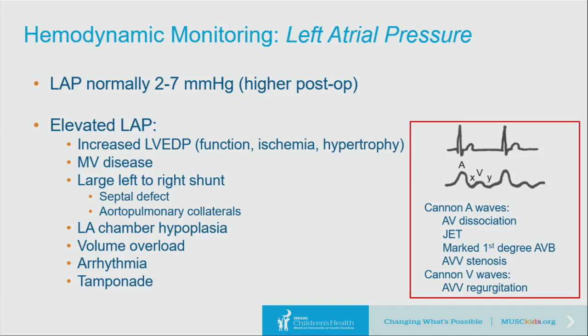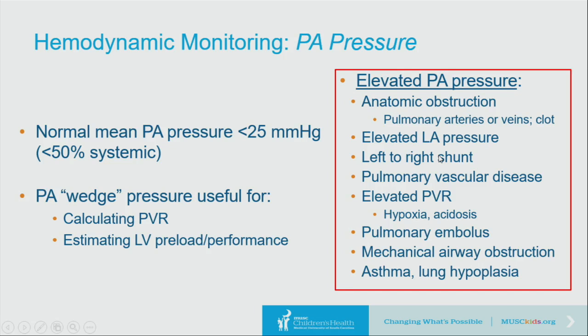If I was writing a question about these intracardiac pressures for you on the boards, I would probably show you a tracing like this one where you've got a cannon A wave and ask what the differential diagnosis was, or which of the things on a list of potential answers could cause that tracing. To get cannon A waves, that implies you've got AV dissociation, accelerated junctional rhythm or JET can cause that, marked first degree heart block, or AV valve stenosis. On the other hand, if you're shown a tracing that has a prominent V wave on your atrial trace, the main thing that would cause that is systemic AV valve regurgitation. So what about your pulmonary artery pressures?